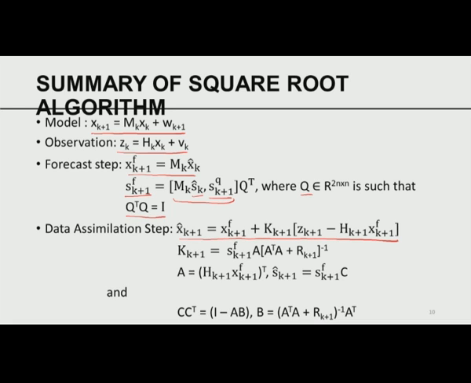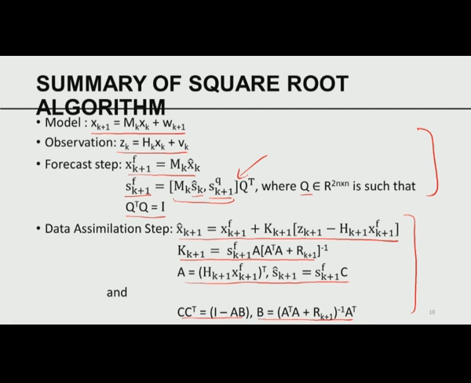The data assimilation step is essentially the same as the previous one, except that I am going to express K_k in the square root version, where please remember A_k is given by this, and x_{k+1} hat is equal to x_{k+1}^f times C, where C is equal to I minus AB and B is equal to (A transpose A plus R_{k+1}) whole inverse times A transpose. So this essentially gives you the forecast part, this essentially gives the analysis part.